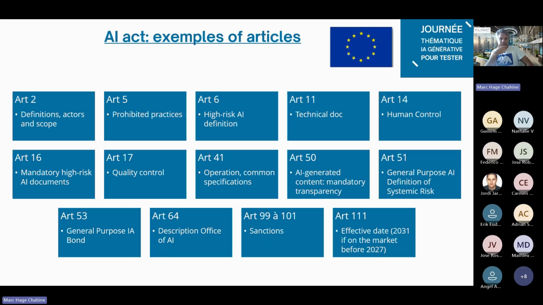The worst article is the effective date. The effective date of everything I show you is 2031 for AI which is on the market before 2027. It's understandable because countries, states, and companies need to adapt. But this AI Act was voted before ChatGPT. So until the end of 2027, we will have a lot of new AI which will not have to follow the rules in terms of confidence, in terms of data protection, and so on.